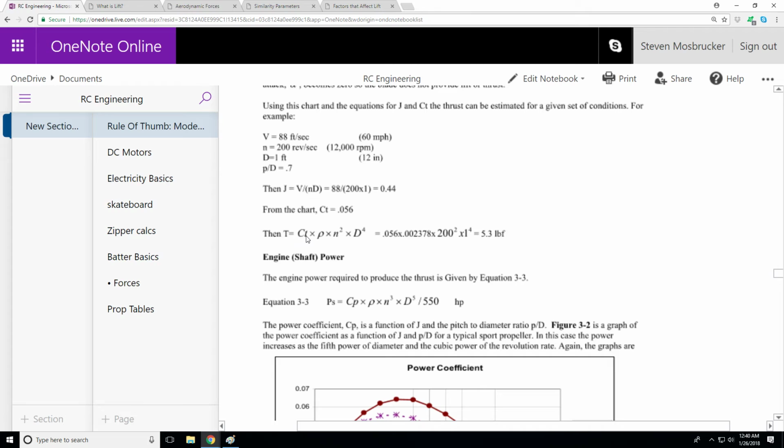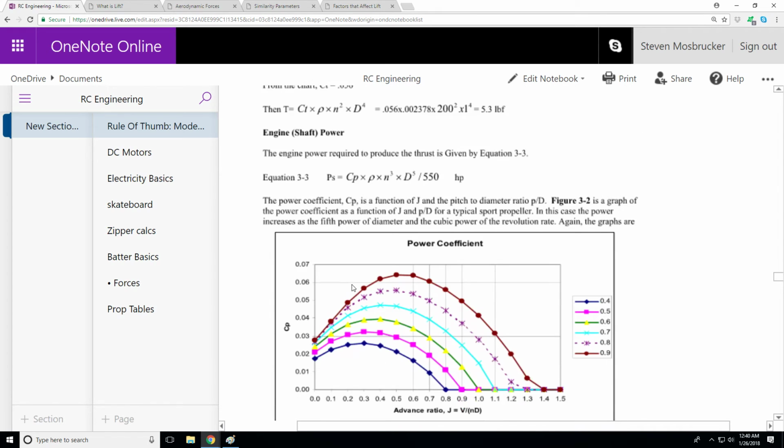So thrust T is equal to CT, which is what they found, 0.056, times the density of air times the RPM squared times diameter cubed. And so they have 5.3 pound force of thrust.